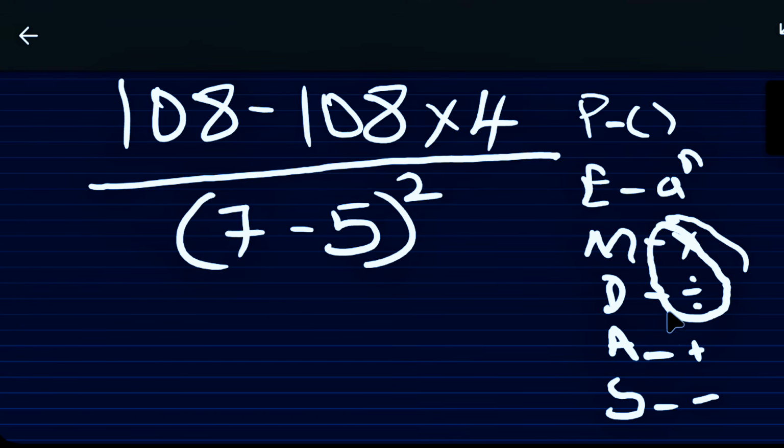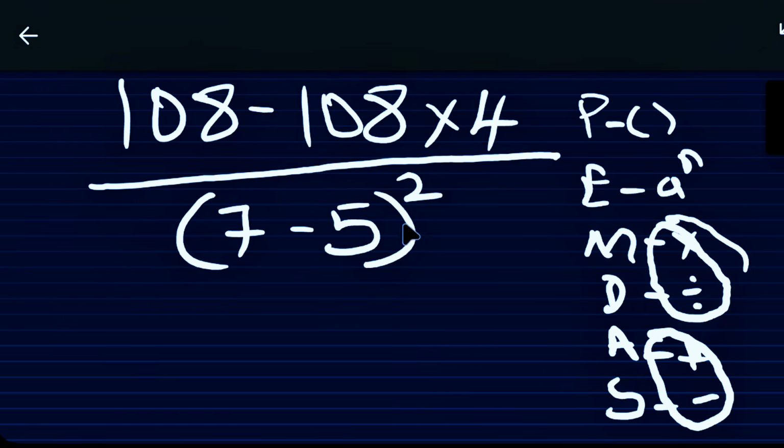And please note that multiplication and division are of the same priority. That is to say, whenever you have multiplication and division in an expression, irrespective of their position, you have to solve from the left to the right. And for addition and subtraction, both of them are of the same priority as well. You have to solve from the left to the right if you have both of them in an expression.